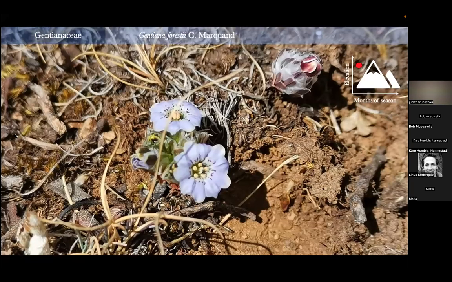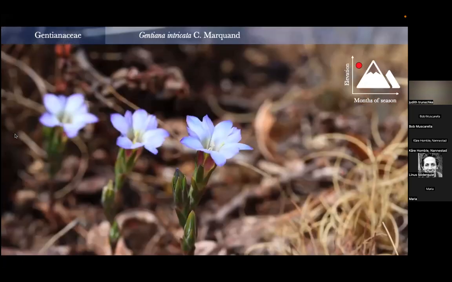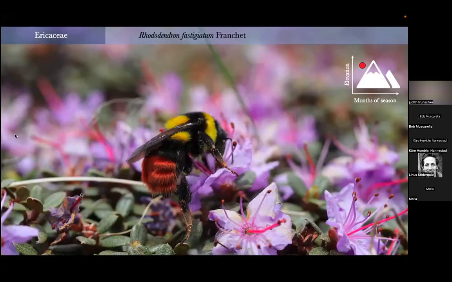But then this massive Gentiana albomarginata is also co-occurring with some more rare gentian species, which are also really nice, Gentiana forrestii, Gentiana intricata. So they're all blue gentians co-occurring. So that's another fascinating thing. How can they share and compete?